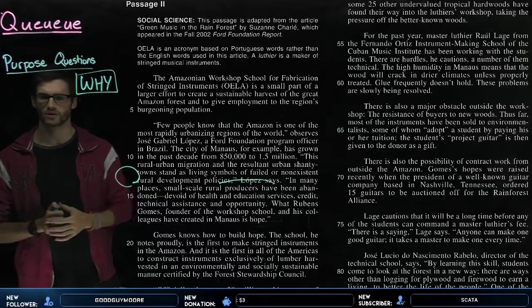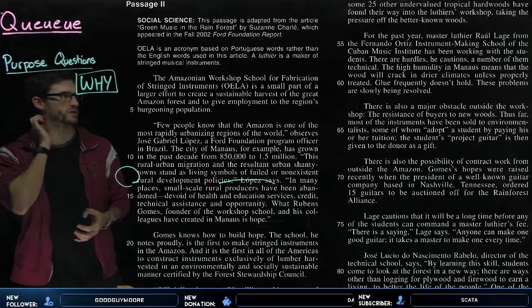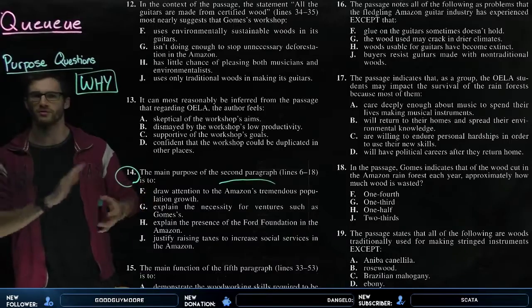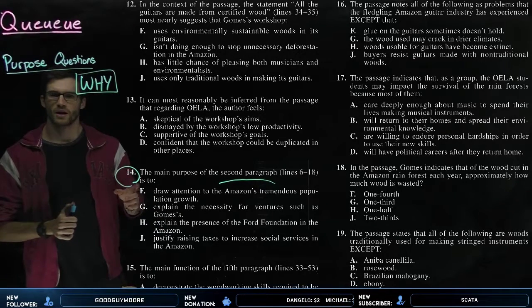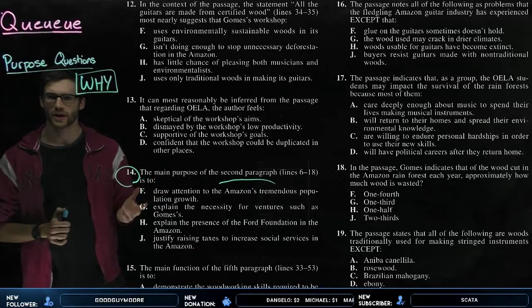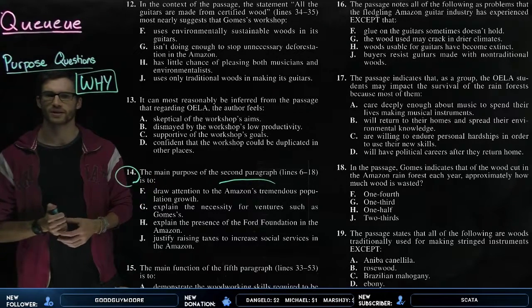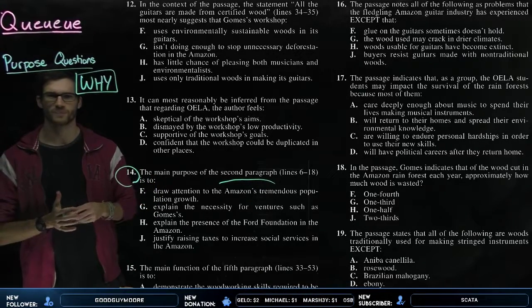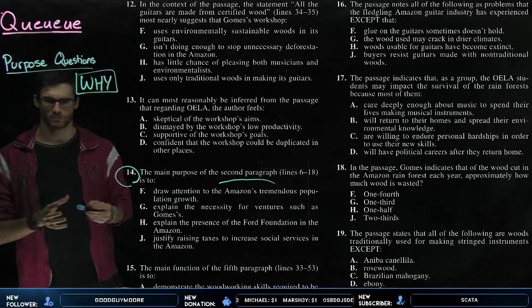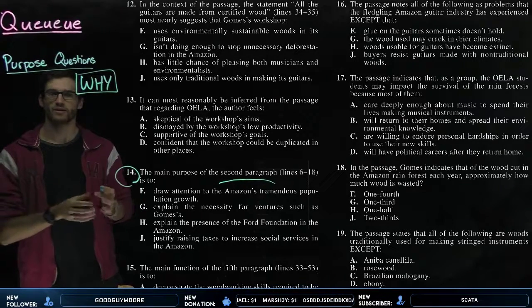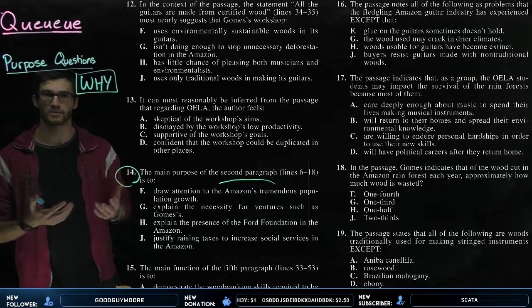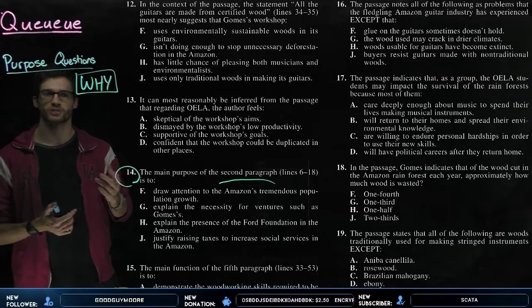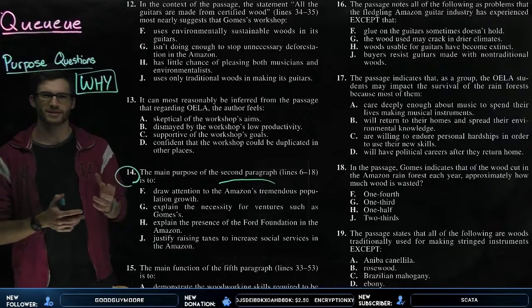Okay, so let's go back to the question now, Bryn, real quick, and then we'll be done with this question. And then I'll do one more example, and then we can do other things that are more exciting. So let's read F. The main purpose of this paragraph is to draw attention to the Amazon's tremendous population growth. No. Now, they said, right, this answers the question, what? What did they say in the paragraph? Well, they talked about tremendous population growth, or at least tremendous urbanization. But that's not the point.